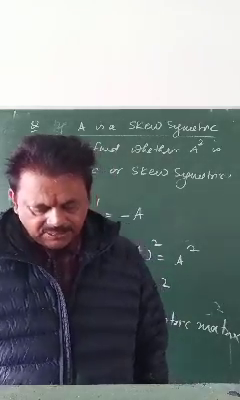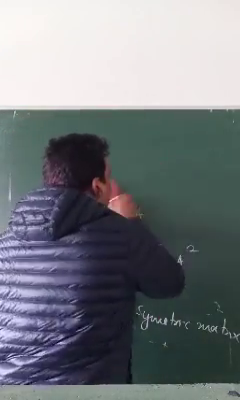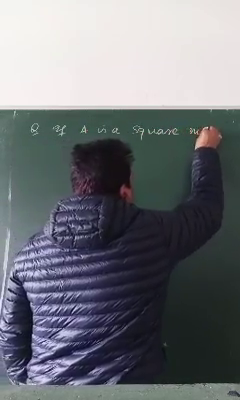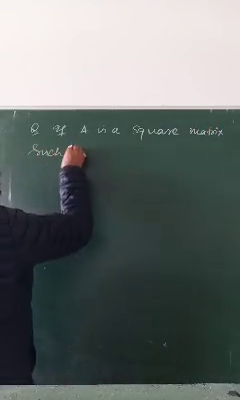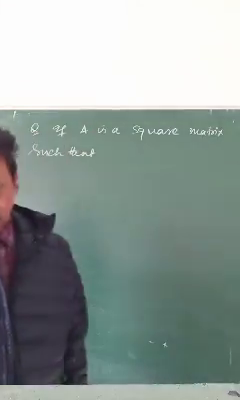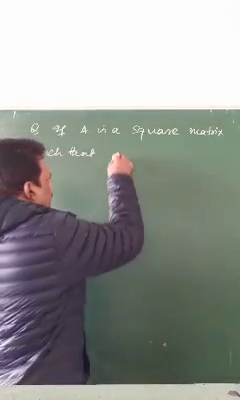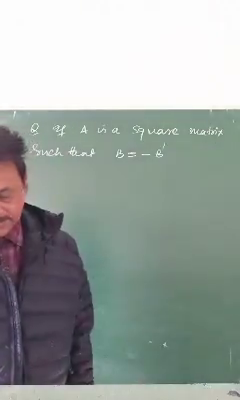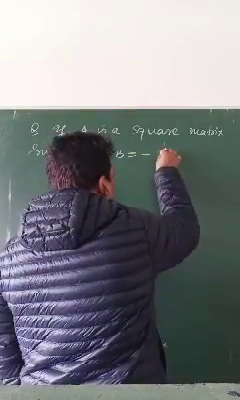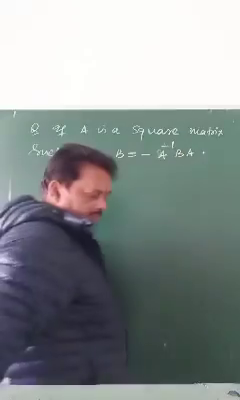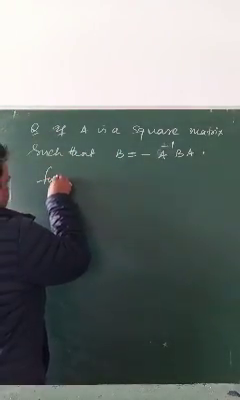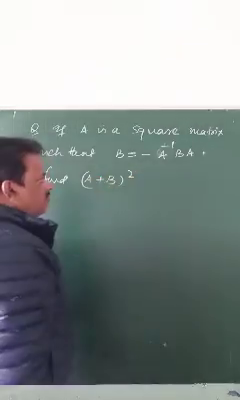Then let's see a new question. A and B are square matrices such that B equals negative A inverse BA. Find the matrix A plus B whole square.